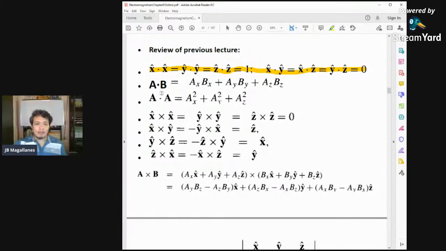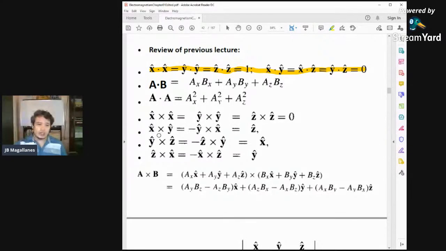So if you have a vector A dotted to a vector B, use the components method. Here, you have A dot B is equal to AxBx plus AyBy plus AzBz. And the magnitude, of course, you're dotting a vector to itself. That's just Ax squared plus Ay squared plus Az squared.